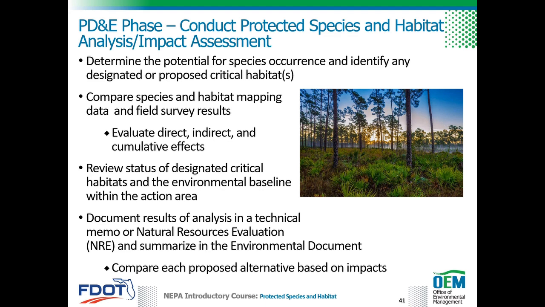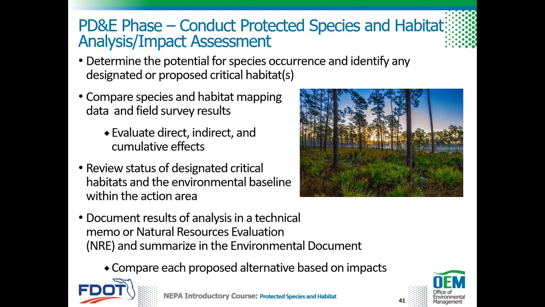The impact assessment includes comparing the species and habitat mapping data and field survey results with the proposed project footprint to evaluate direct, indirect, and in some instances, cumulative effects to listed species and habitats. If available, at this early stage of the PD&E process, plan sheets may be used as a reference for the assessment. Since CEs are generally minor in nature and do not have significant impacts, indirect and cumulative impacts assessments will generally not be warranted. There may be exceptions which can be evaluated on a case-by-case basis. It is recommended that the District Environmental Office staff coordinate with the district design and permitting staff when conducting the impact assessment.